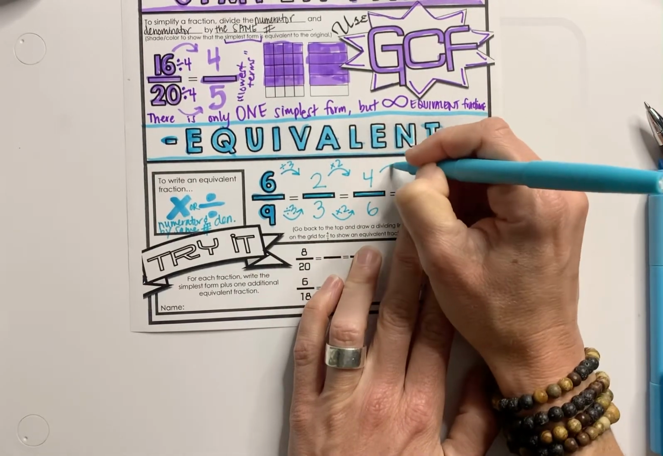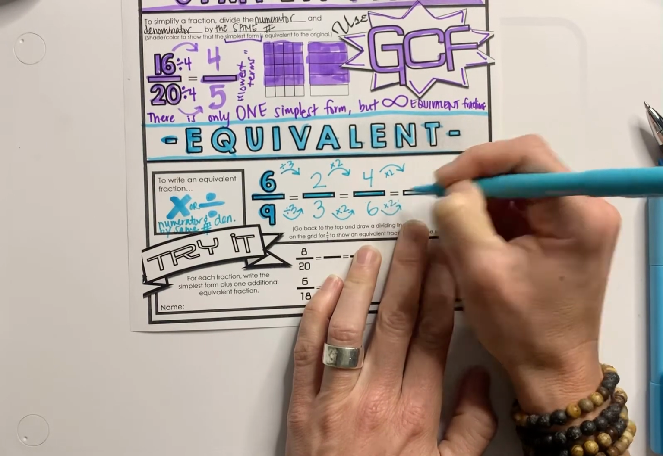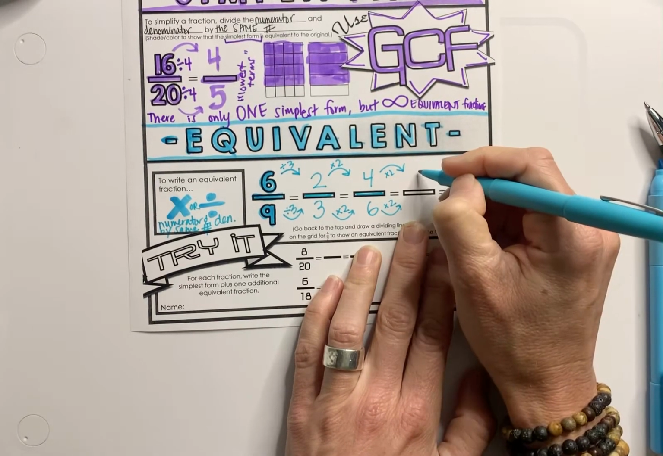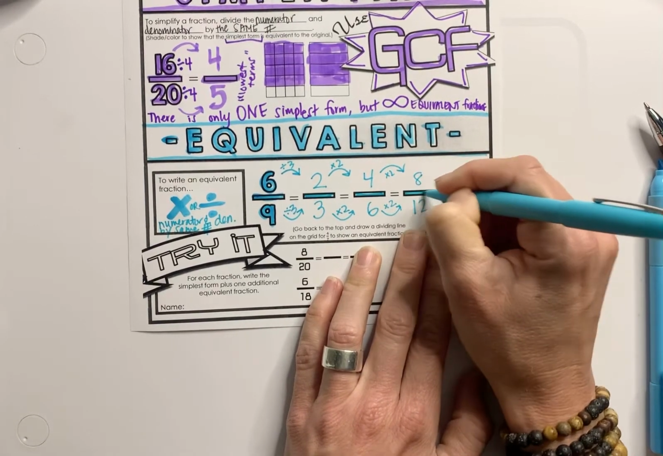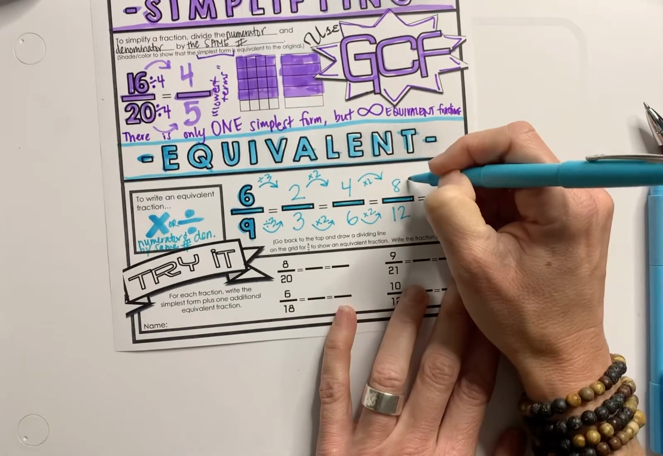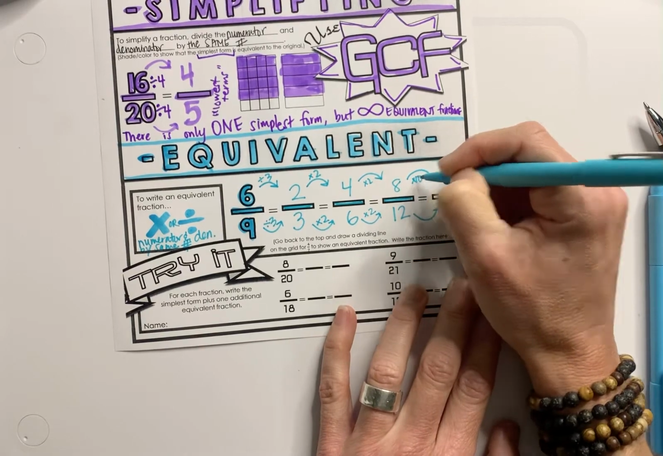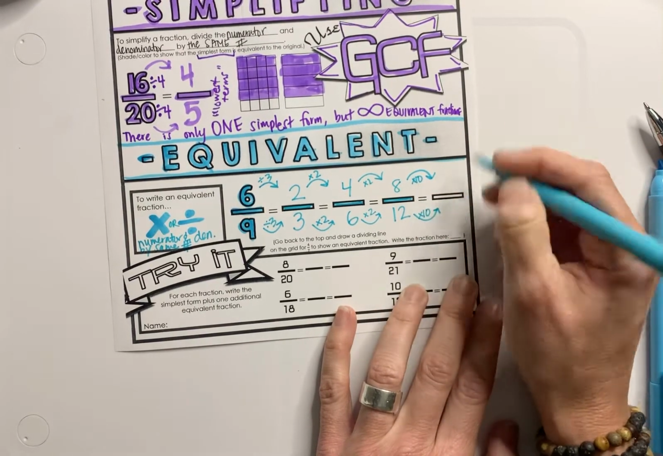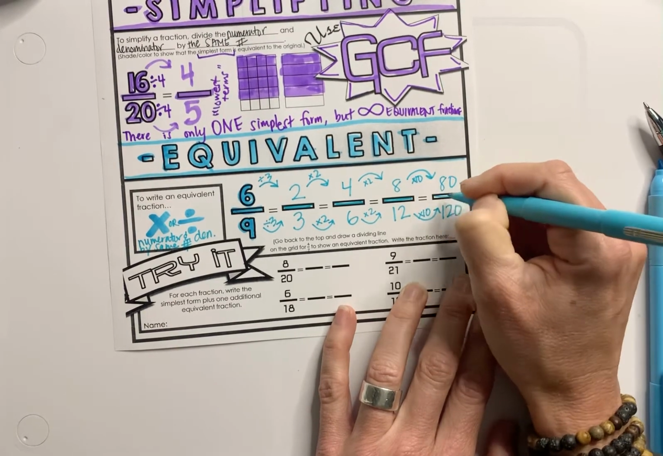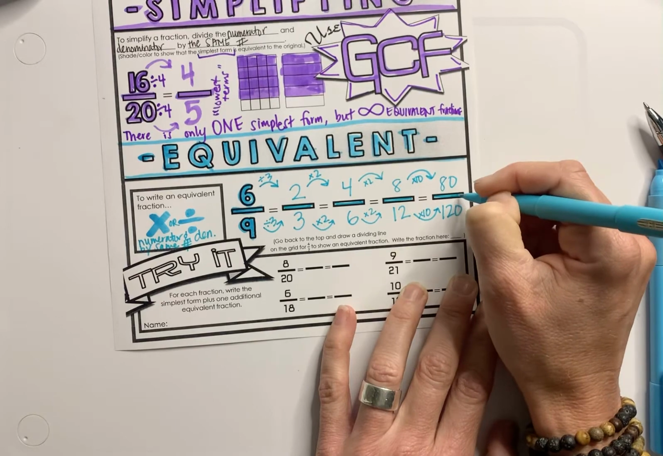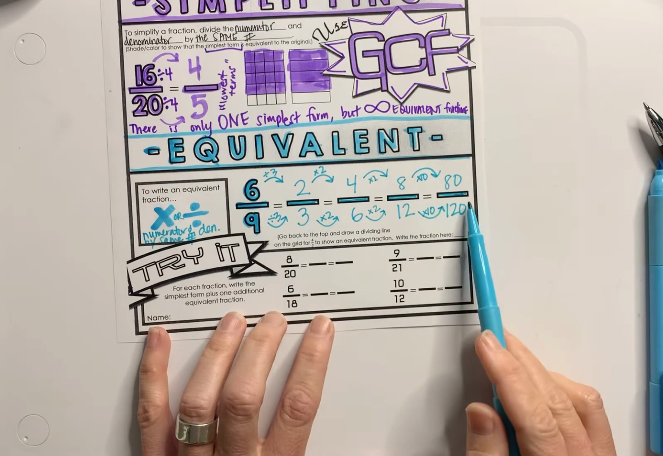Now, what if I were to take that and multiply it by 2? I do the same thing to the numerator and denominator. 4 times 2 is 8. 6 times 2 is 12. I now have another equivalent fraction. And then what if I were to find one that is, let's say, 10 times? So I multiply my numerator by 10 and my denominator by 10. 80 over 120. I have another equivalent fraction. Okay, so here I have now a whole bunch of different equivalent fractions.